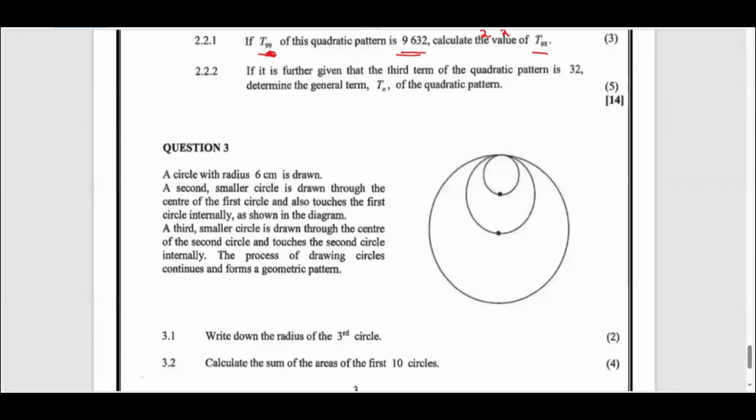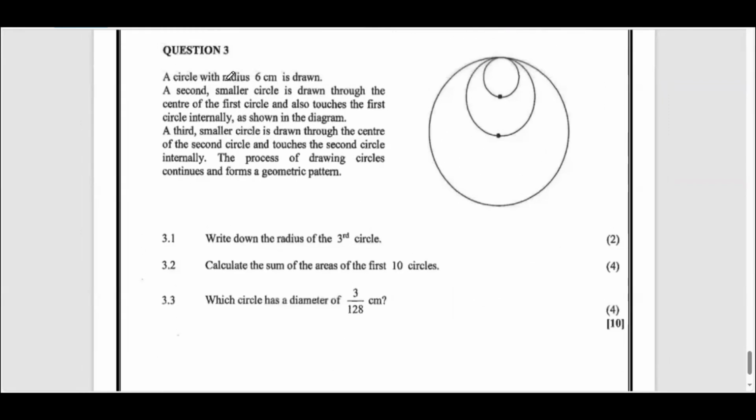All right, then lastly, question number 3. They're telling us that a circle with the radius 6 is drawn. Then a second circle is drawn through the center of the first, which touches the first internally as shown. The story continues, and then it forms a geometric pattern. What is the radius of the third circle?